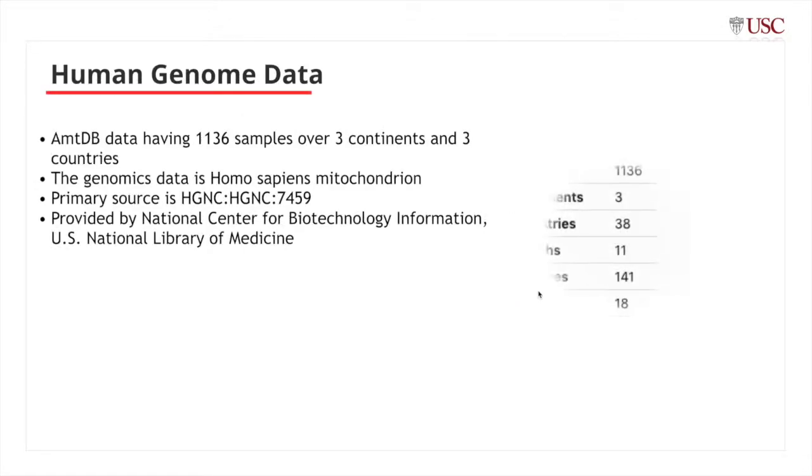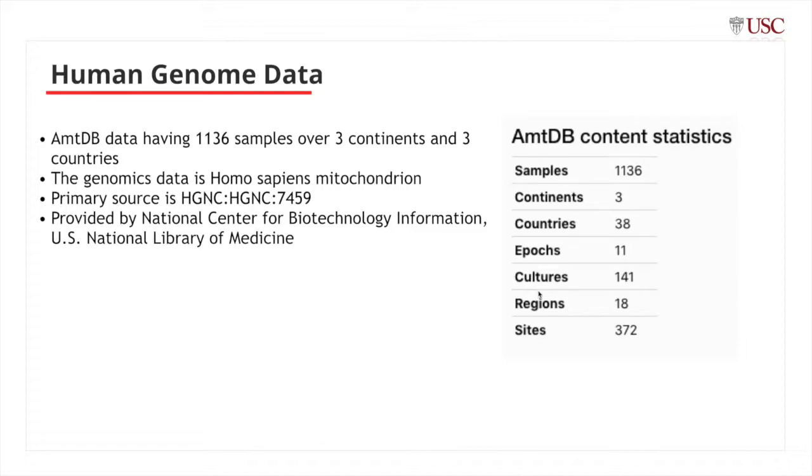We are downloading the data from EMTDB, which has around 1,136 samples, which are spread across 3 continents, a lot of countries, right, and different cultures and different regions. So this sample is from Homo sapiens, taken from the mitochondria of Homo sapiens, and is provided by the National Center of Biotechnology Information by National Library of Medicine. A lot of people use this data to train their models.